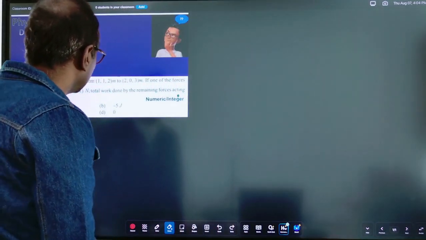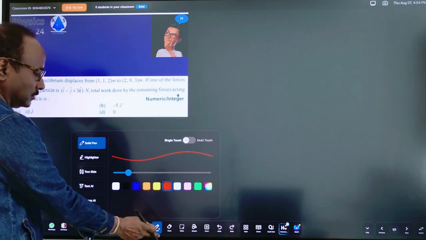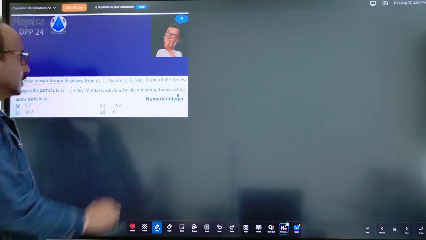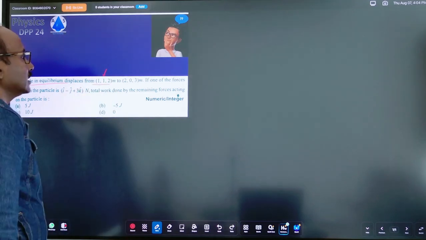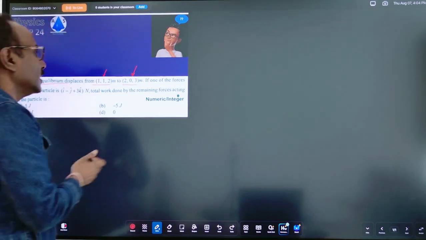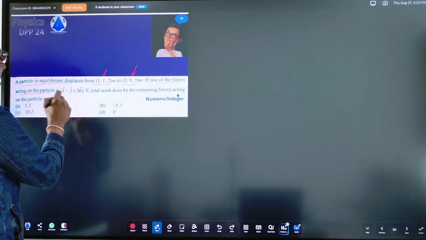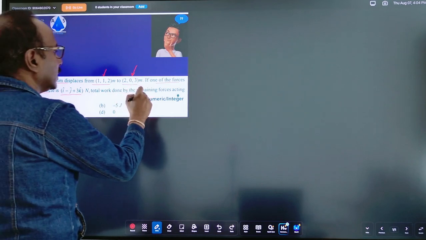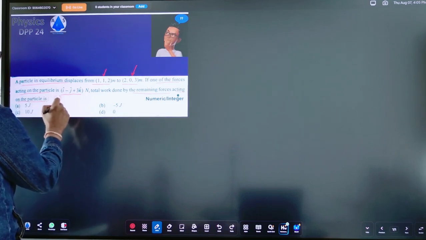So let us see this question and try to solve it. A particle in equilibrium displaces from 1, 1, 2 meter, this is the coordinate, to 2, 0, 3 meter, another coordinate. If one of the forces acting on the particle is i minus j plus 3k Newton, total work done by remaining forces acting on the particle is how much?